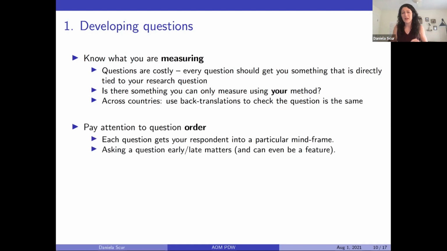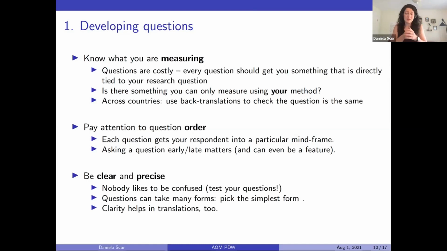So that's very important. The other thing is paying attention to question order. And again, I think Christina's already talked about this too. Every question gets your respondent into a mind frame, and so asking a question early or later matters. Sometimes that might even be your research question, right? And it goes to the potential of experiments. So when you ask a question in the beginning, you give some information, you ask the question later, and see if that's changed.